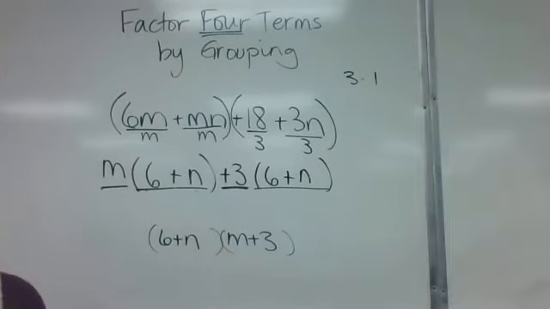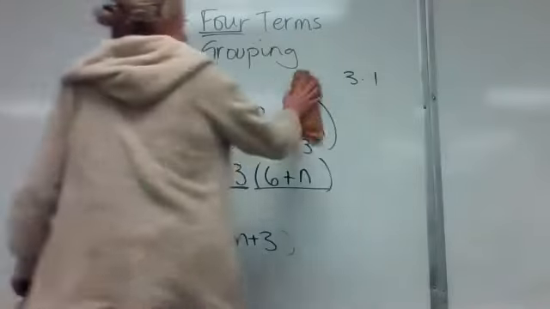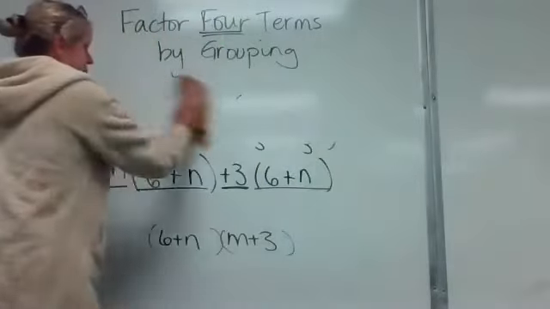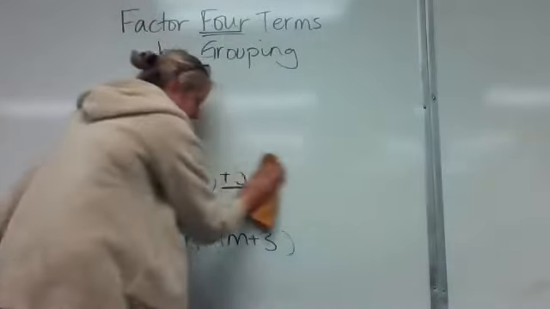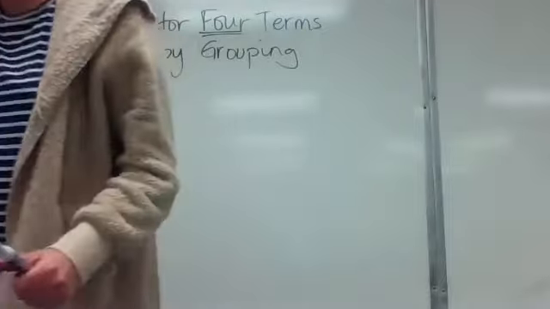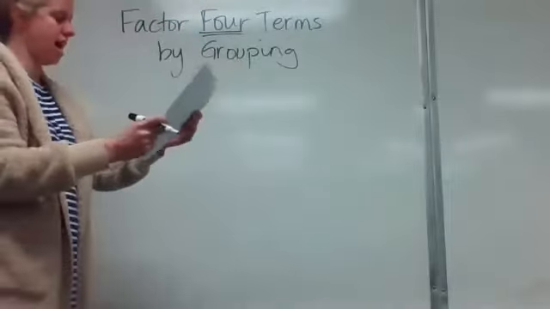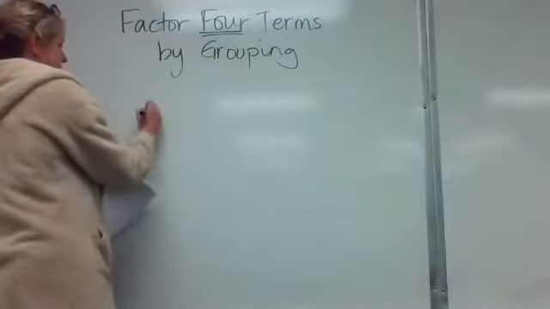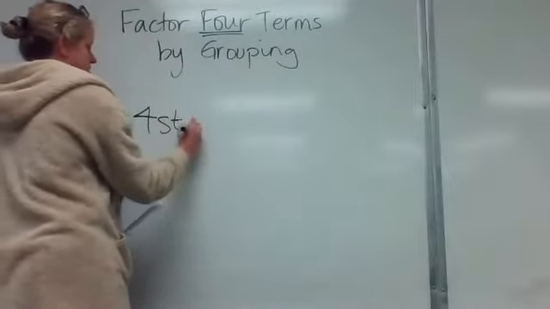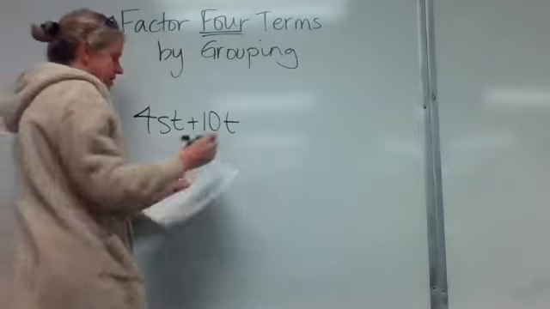Okay, let's do another one. Number 8. Factor by grouping. I've got 4st plus 10t minus 10s minus 25.